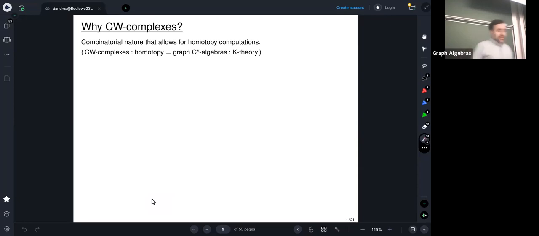So it would be nice to say that CW complexes are to homotopy in topology what graph C-star algebras are to K-theory. And it would maybe be nice to have a notion of CW structure in noncommutative geometry such that graph C-star algebras could be a tool similar to classical CW complexes in topology.